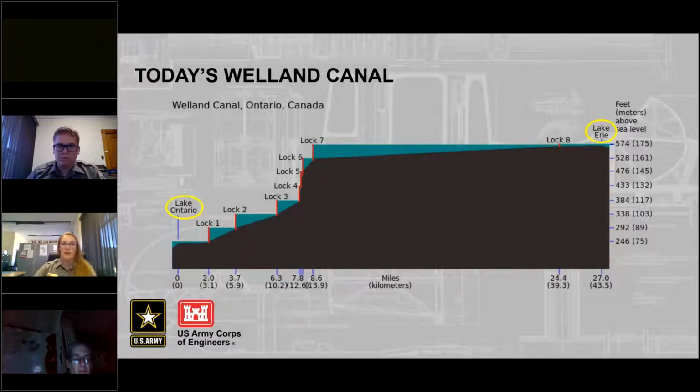Today's Welland Canal was built between 1913 and 1932. The canal system now features 8 locks instead of 20 or 40.